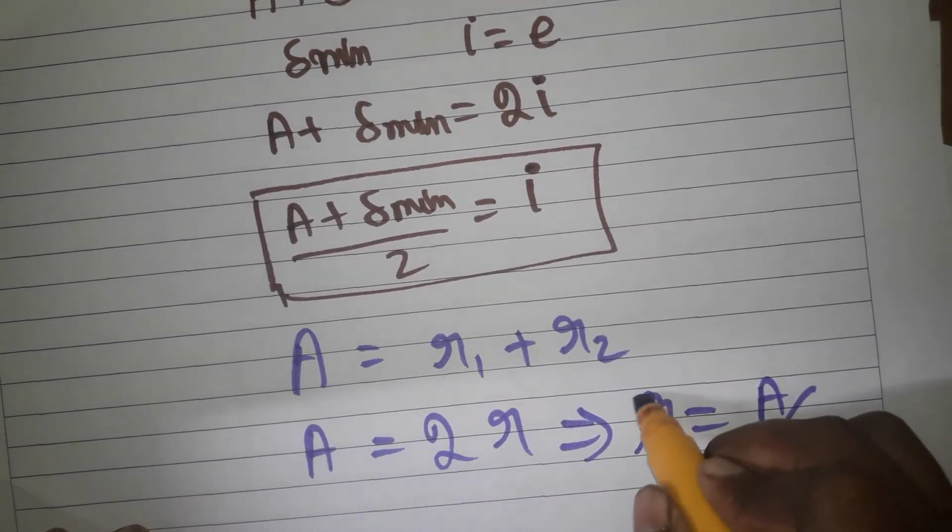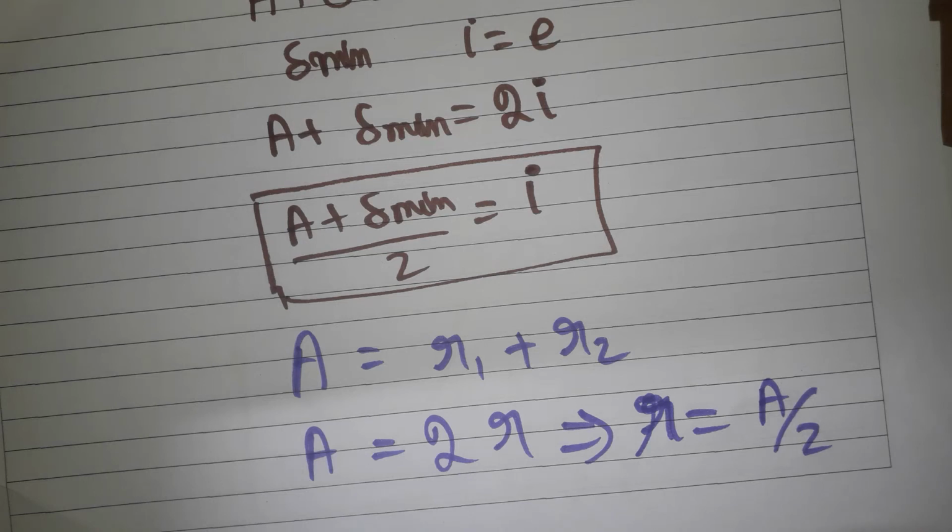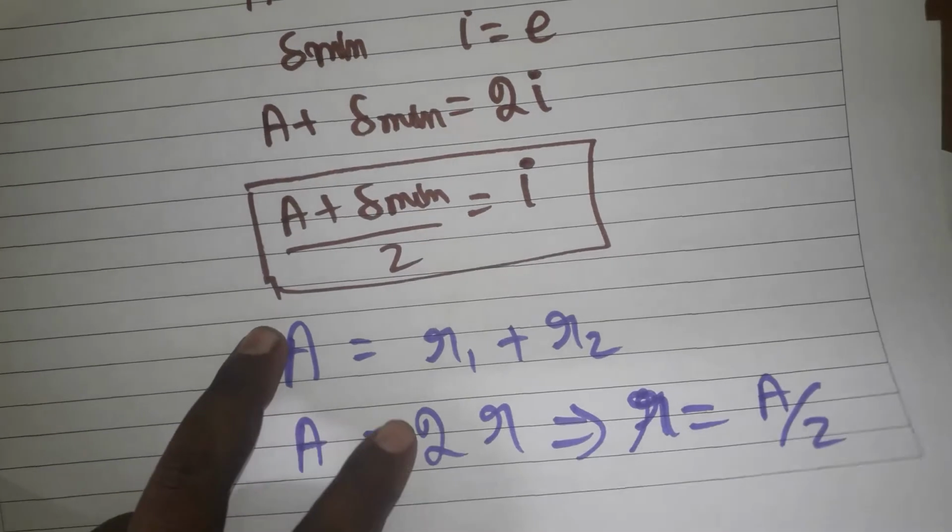R is equal to A by 2. Okay, next step we have to substitute inside the formula. What is the formula? We know already, it is Snell's law only.